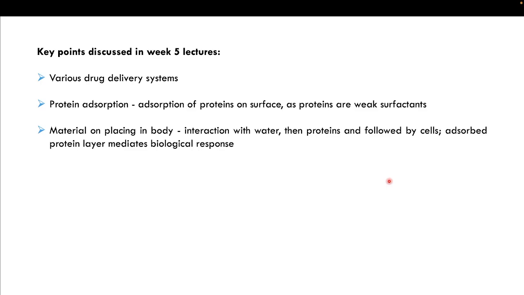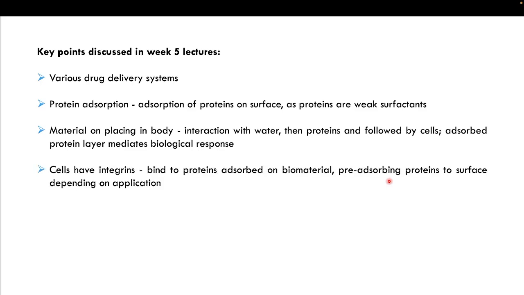So this becomes very important because this could lead to immune reaction, this could lead to rejection of the implant and so forth. So as I was saying, cells have proteins known as integrins. So what are these integrins? These are transmembrane proteins. So they have some part in the membrane, they have some part outside, and some part inside the cell as well.